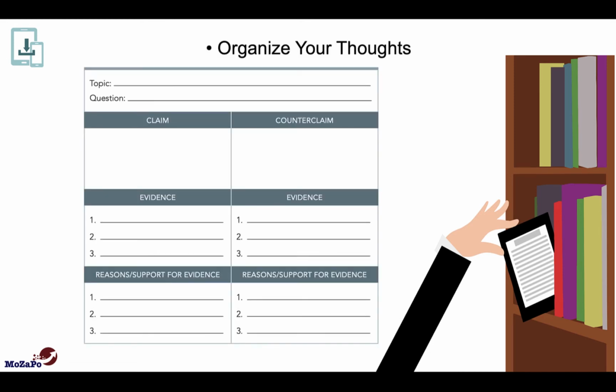Then you have to organize your thoughts. Here, as you see, you have to write the topic, the question, what your claim is, how about counterclaim or counterclaims, and the evidence that you have for your claim, the evidence that counterclaims might have, and also your reasons and support for evidence and also for the counterclaim. So you should be able to complete this form. It's about organizing your thoughts.